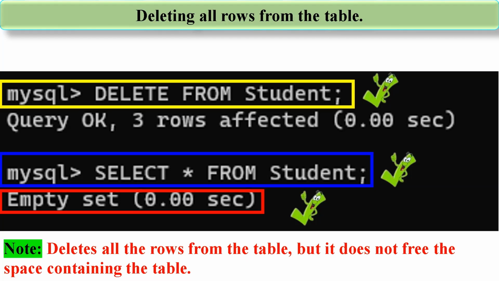To delete all the rows from the student table, look at the yellow box. We type the statement, delete from student semicolon. Now, look at the blue box. We type the statement, select star from student semicolon. Now, what can you see? Yes, we can see empty set. Note that all records in the table student is deleted, but it does not free the space containing the table.